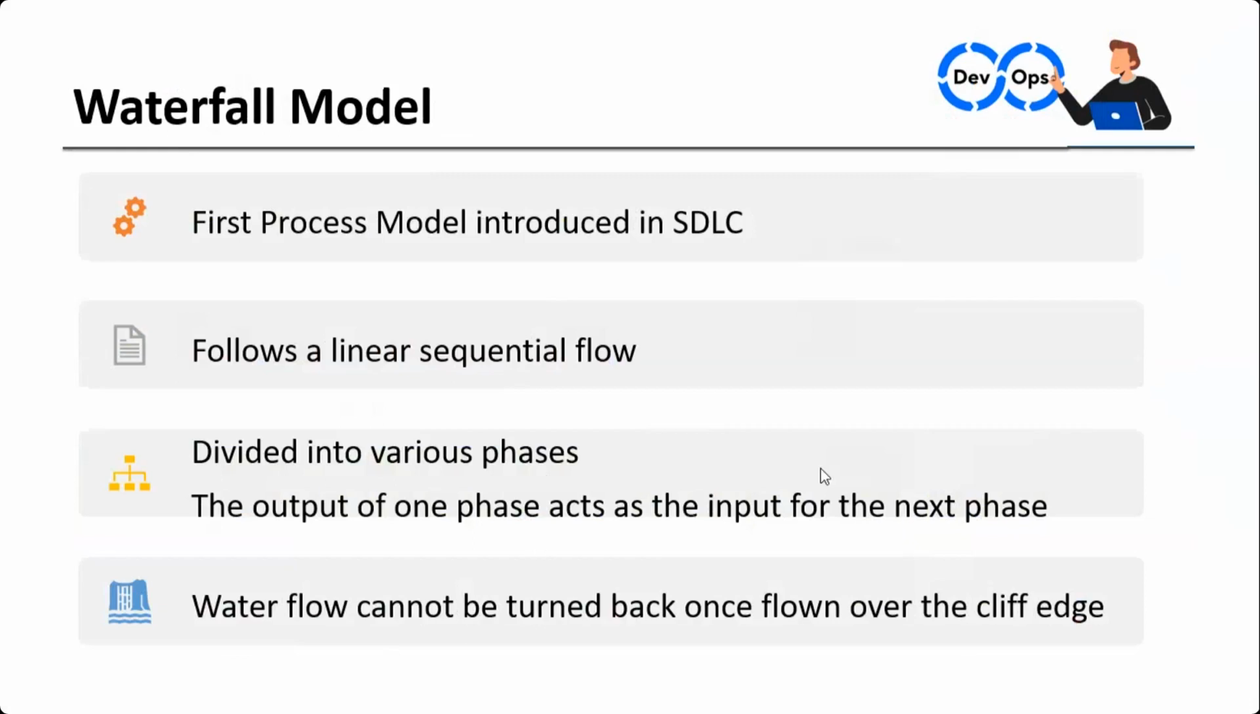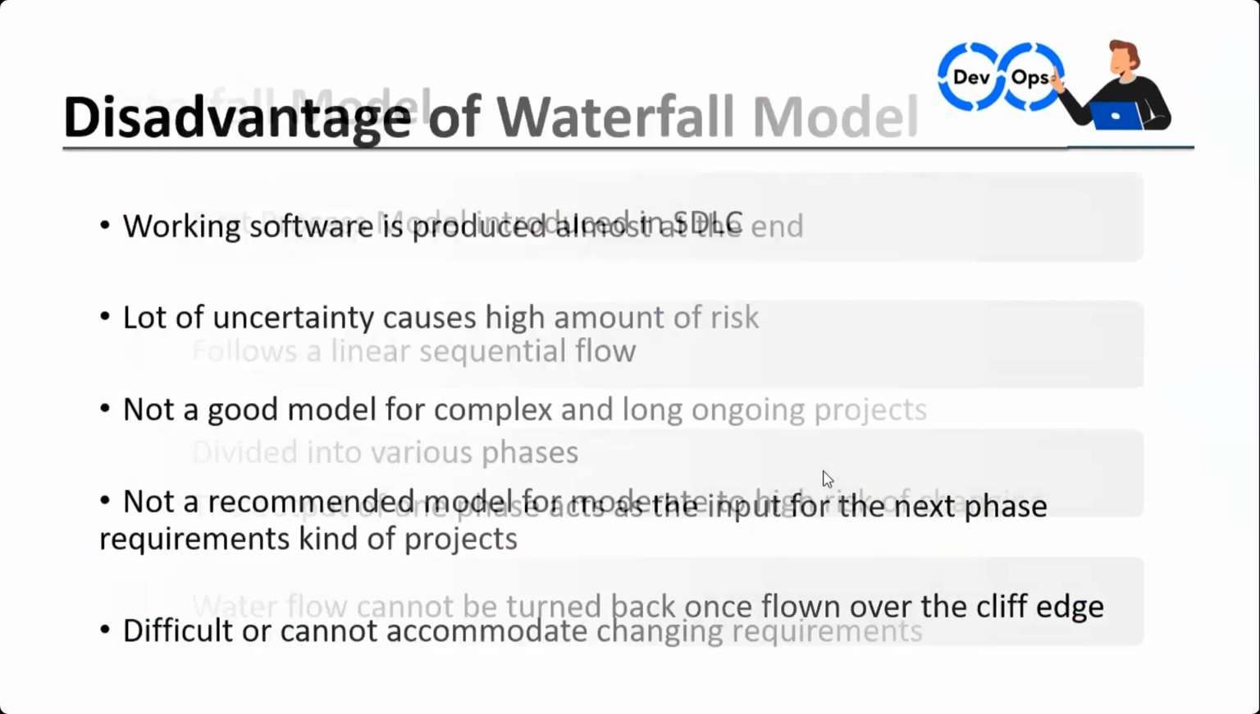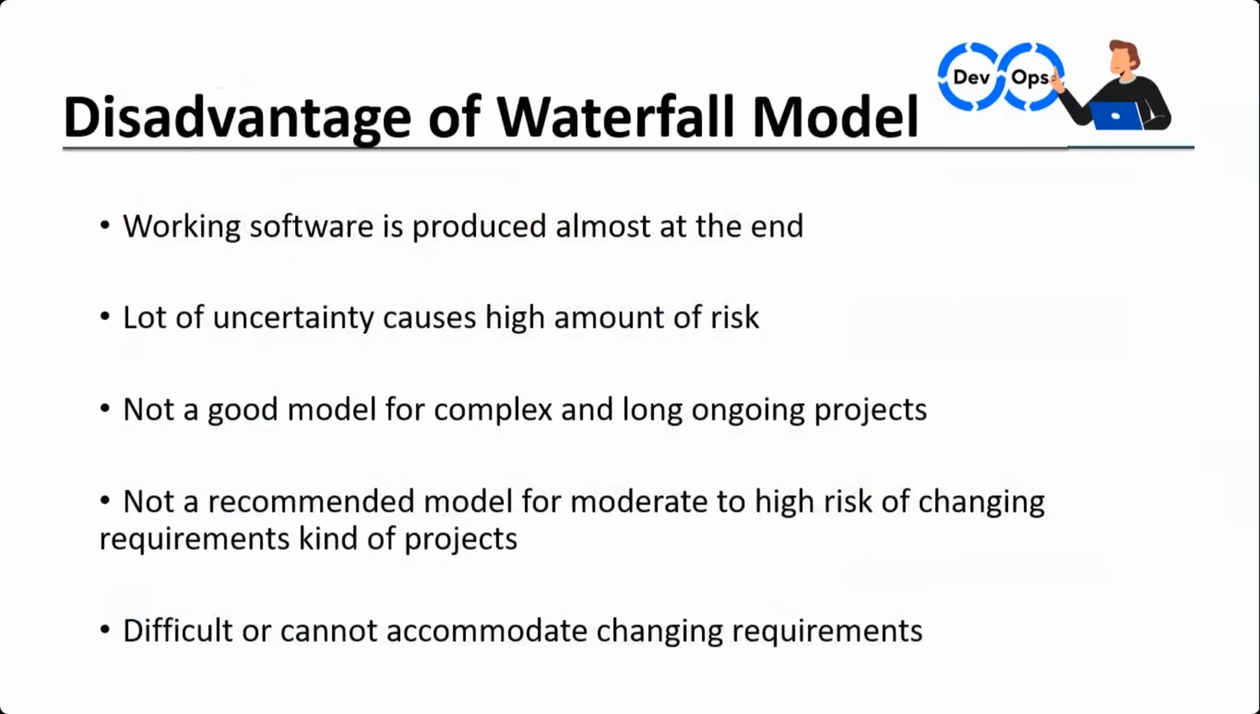So if during the implementation phase the client decides that they want an additional feature, it would be difficult to incorporate this change. You have to go back to the requirement phase, which disrupts the linear flow and can be costly as well as time consuming. And there is a disadvantage of this waterfall model: working software is produced almost at the end.